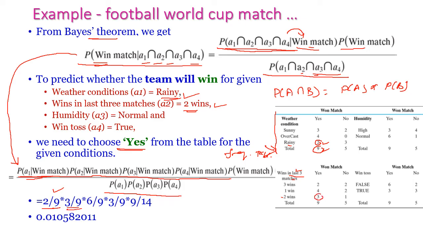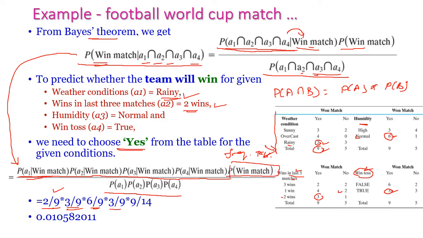Hence 3 by 9. And the third one is humidity. Humidity is normal. So normal that falls under S is 6. Hence 6 by 9. And the wind toss that is equal to true. 3 records fall under S condition. Hence 3 by 9. And finally this one, P of win match.